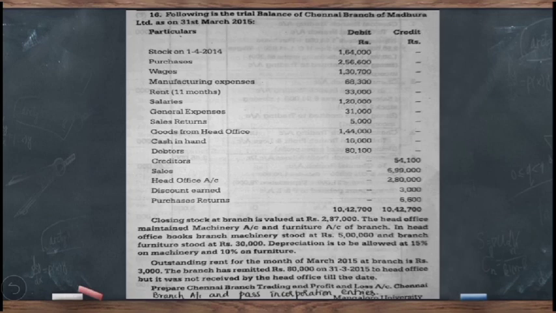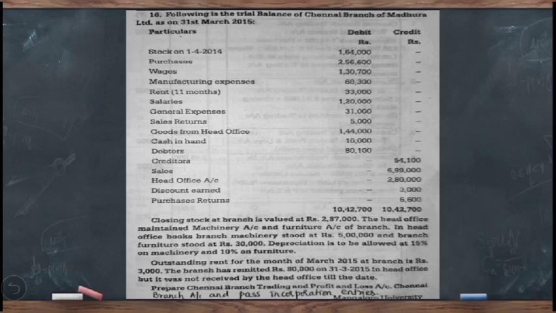they have given. When you incorporate the credit items of the trading account, from the total sales you have to deduct these sales returns. Then goods received from head office they have given, then cash in hand, debtors, creditors, sales. Head office account in the books of the branch is showing a credit balance of 2,80,000. Discount earned is 3,000, purchases returned 6,600.